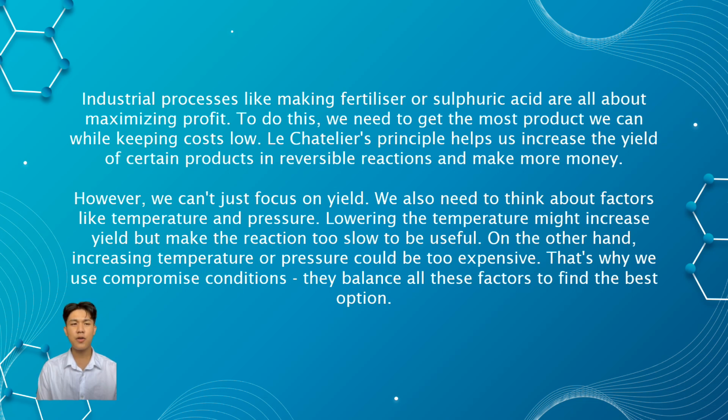However, we can't just focus on the yield. We also need to think about factors like temperature and pressure. Lowering the temperature might increase yield but make the reaction too slow to be useful. On the other hand, increasing temperature or pressure could be too expensive. That's why we use compromise conditions. They balance all these factors to find the best option.